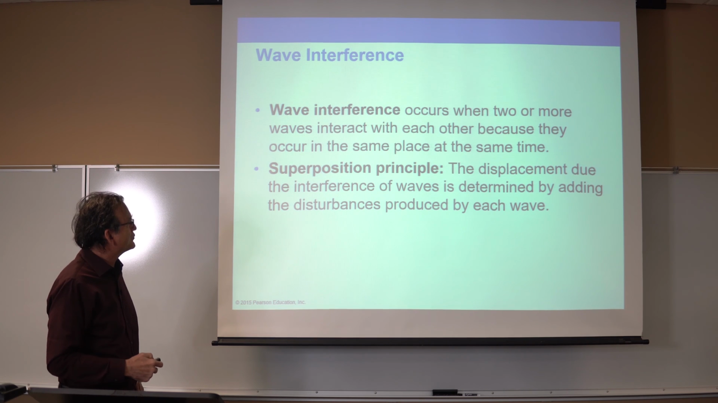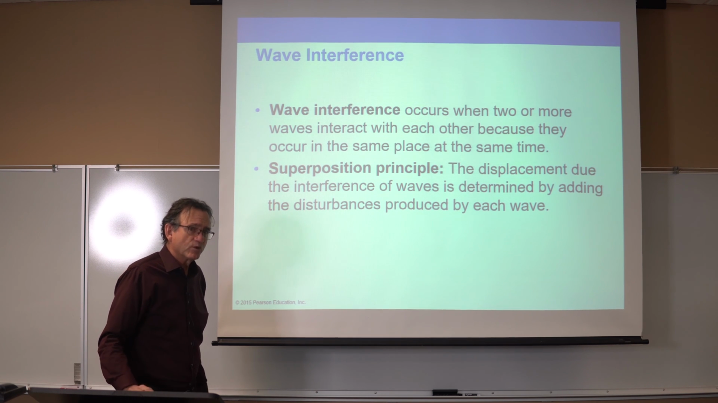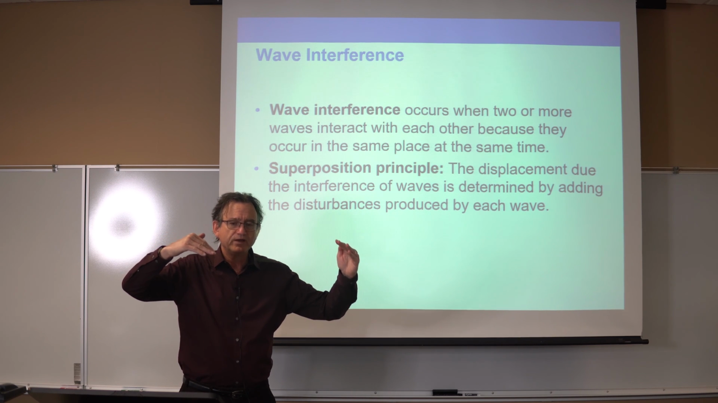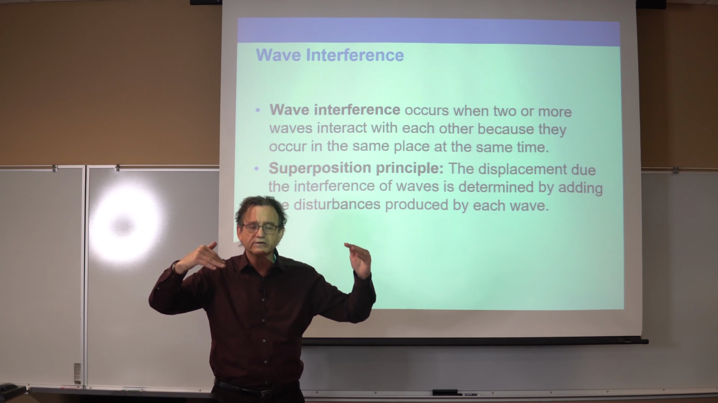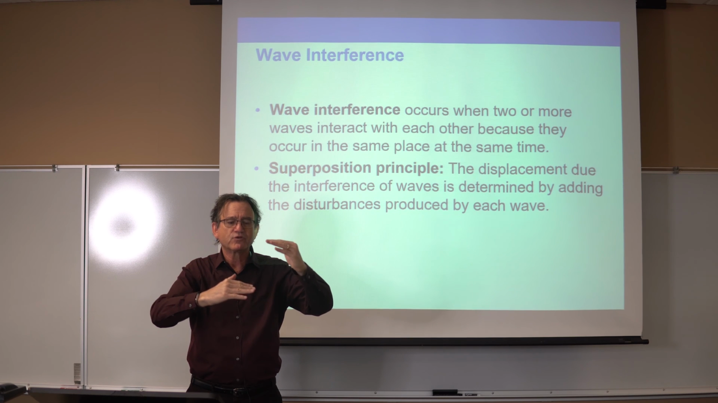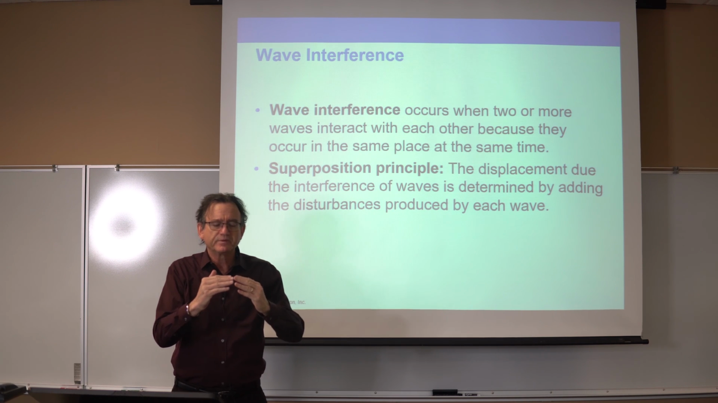the way we understand what's happening is by the superposition principle, which says that the displacement due to the interference is determined by adding the disturbances produced by each wave. So, for example, we might have a condition where there's a wave with a crest that arrives from another wave, particularly if you think of this in terms of the surface of the water, and the peak of one wave coincides with the trough of the other, then those two will add to zero. And that's the additive principle, or superposition.